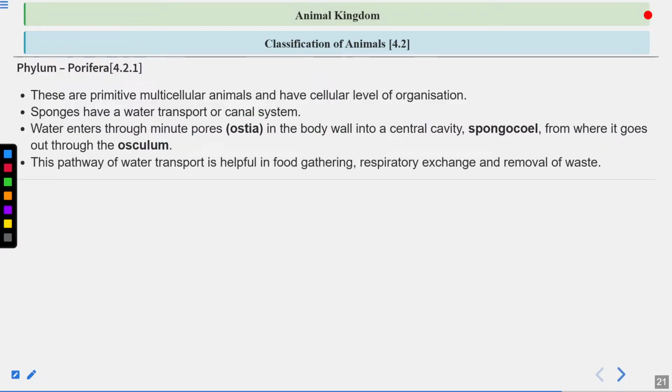So this pathway of water transport is helpful in food gathering. This water transport is helping in the capturing of food, respiratory exchange means gaseous exchange, and also the removal of waste from the body. So this canal system or water system is very, very important because it is helping in the capturing of food, respiratory exchange, and also the removal of the waste material from the body.